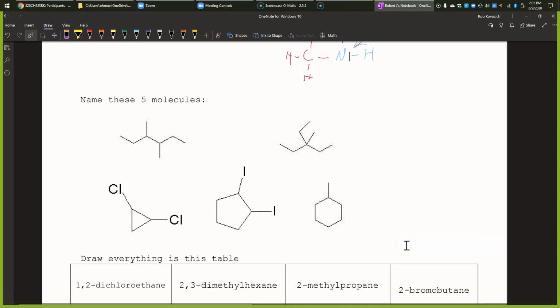We want to name these 5 molecules. Okay, great. So the longest continuous structure for this first one is 1, 2, 3, 4, 5, 6. All right, so there's number 1. And so on number 3 and number 4, they are both methyl groups. So I have a 3,4-dimethyl. What do we say it was? Hexane? And how do you know that they're methyl groups?